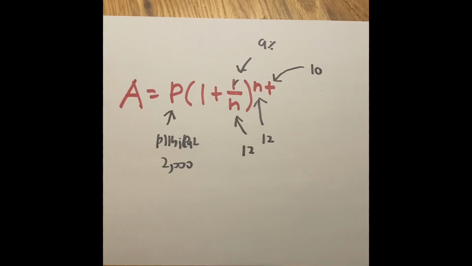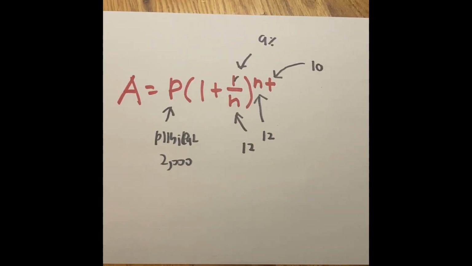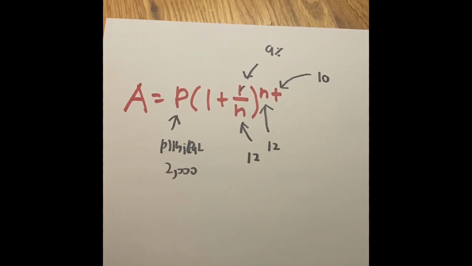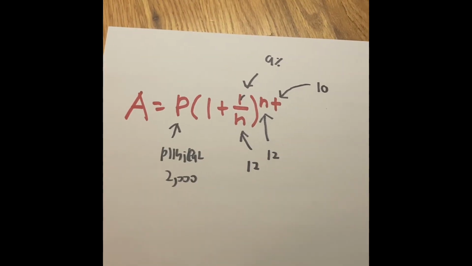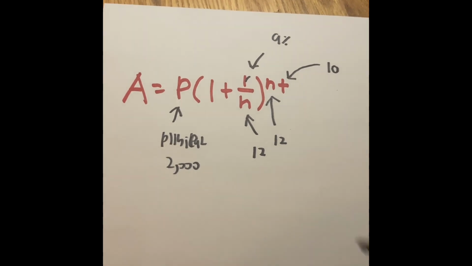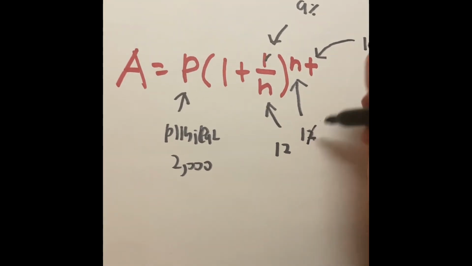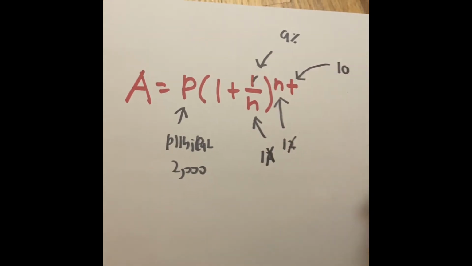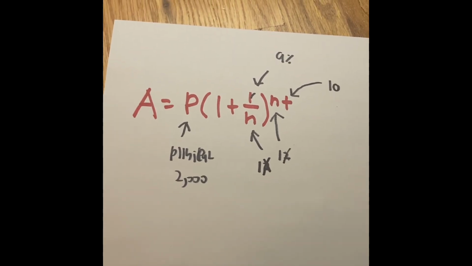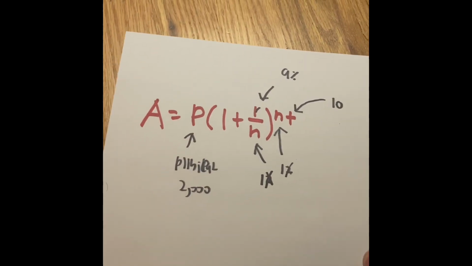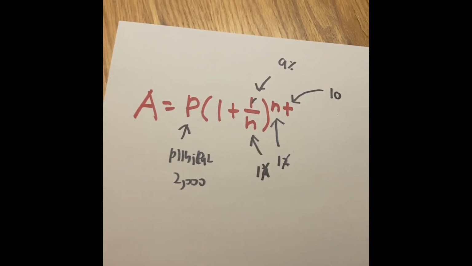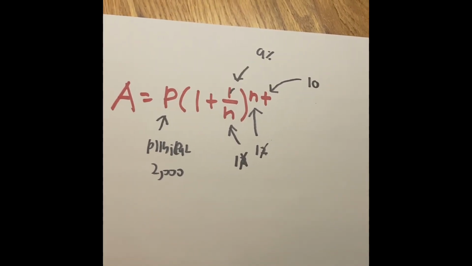We're going to make some changes. Instead of getting the money every month, we're just going to keep it to getting the money once a year. So instead, I'm just going to get rid of the 12s and just keep them as 1. So now all we have to do is set up the formula and solve it. Plug the numbers in and see what happens.